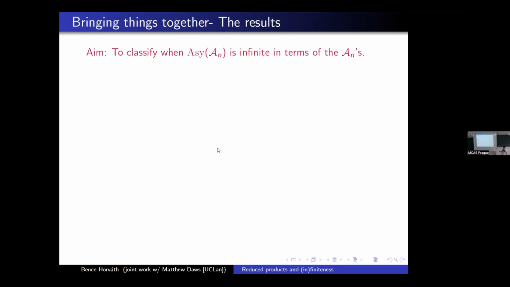So what's the aim of this talk? It's basically inspired by the C-star algebraic results: to classify when the asymptotic sequence algebra has any of the corresponding infiniteness conditions in terms of the underlying algebras A_n.